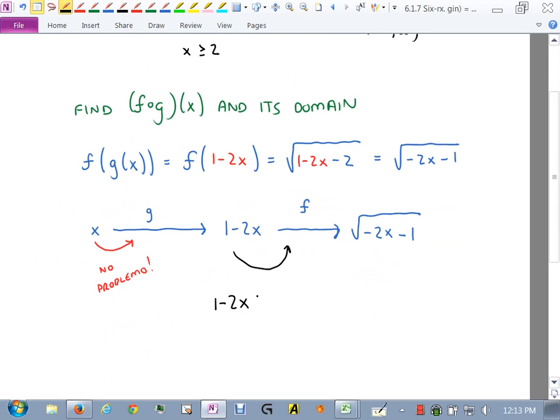So we put here greater than or equal to 2. And now we solve this. So how about I subtract 1 on both sides? Is that all right with you?